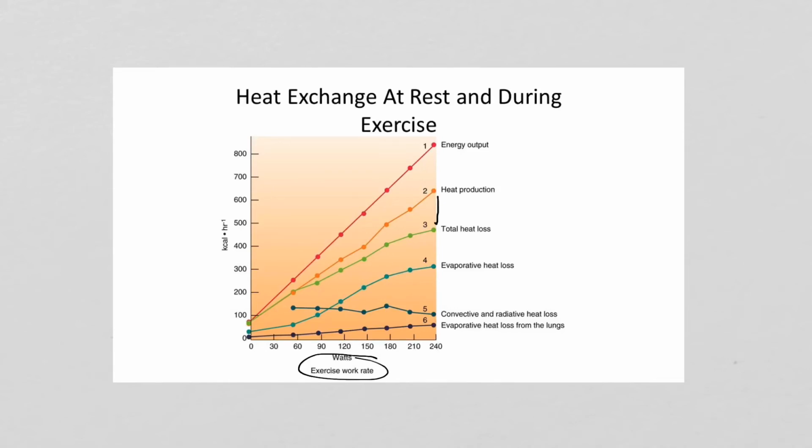The other main takeaway point from this figure is the mechanisms of heat loss. Just like in the previous figure, we saw an increase in evaporative heat loss because as body temperature increases, we should expect greater need for evaporative heat loss. And note that the convective and radiative heat losses, these stay fairly constant. And they do not change much with increasing exercise intensity.